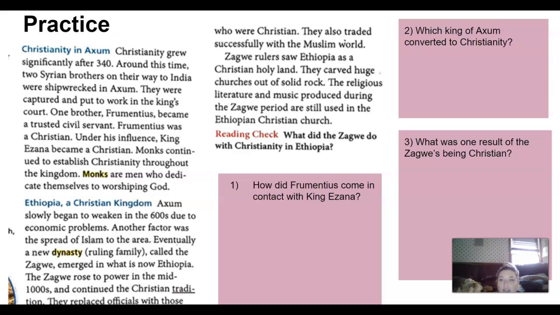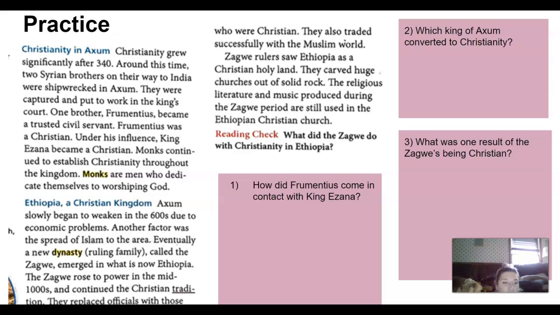So we have Christianity in Axum. Christianity grew significantly after 340. Around this time, 2 Syrian brothers, Syria is a country, on their way to India were shipwrecked in Axum. They were captured and put to work in the king's court. One brother, Frumentius, became a trusted civil servant. Frumentius was a Christian. Under his influence, King Izana became a Christian.